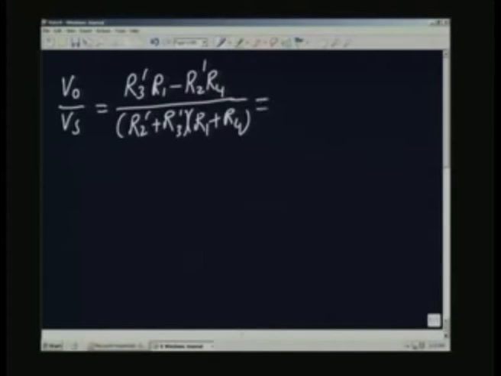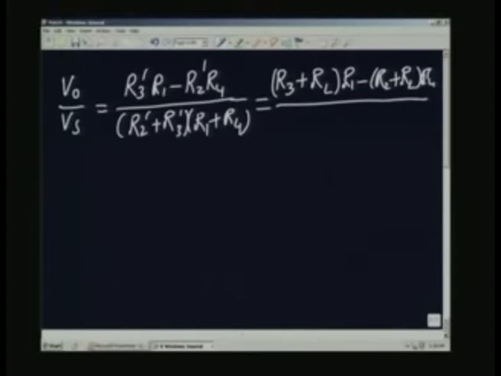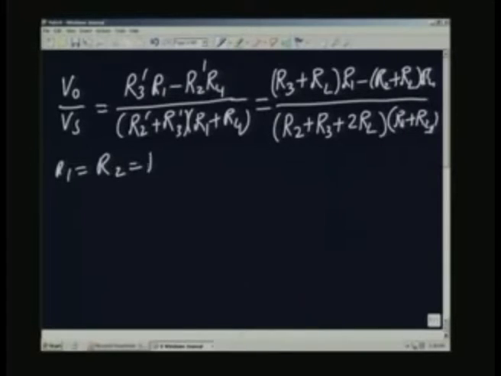And now I will substitute the values. R3 prime is R3 plus RL multiplied by R1 minus R2 plus RL into R4, and we have R2 plus R3 plus 2 RL multiplied by R1 plus R4. And remember, R1 to R4 are all the same. That is how we have built up the bridge.